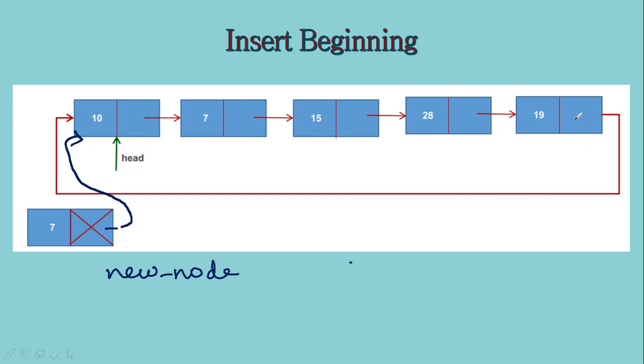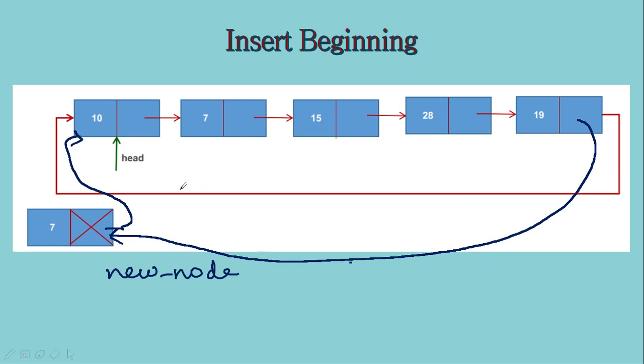And the next change we have to make is to establish a connection between the last node's next part and this new node, because as per the concept, the last node's next part should contain the address of the first node. So this connection has to be made, and then we have to move the head from the previous first node to the current new first node, right? These 3 changes, just 3 things are there.